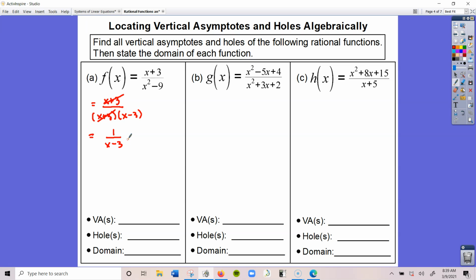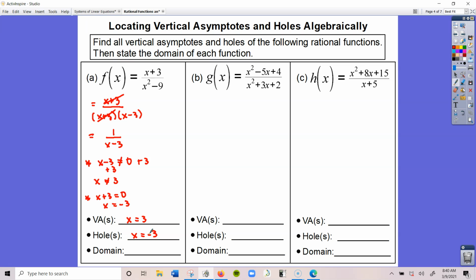So here we go. What's left over in the denominator, that's the vertical asymptote. So x minus 3 cannot equal 0. So we have a vertical asymptote, if I add 3 to both sides, at x equals 3. That's where I have that vertical. Now the hole is the factor that canceled. So I set x plus 3 equal to 0 and solve for x. If I subtract 3 from both sides, I get that x is equal to negative 3. So that's where I have the hole.